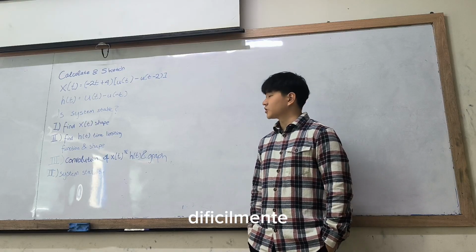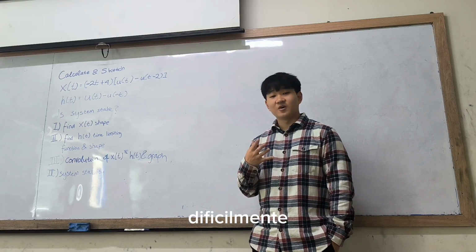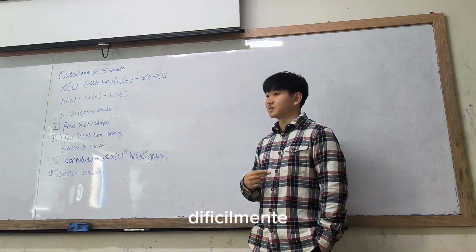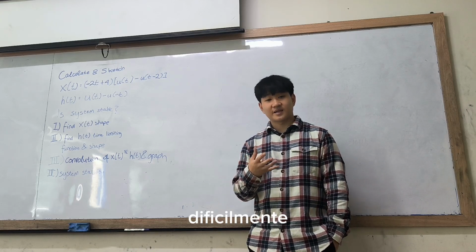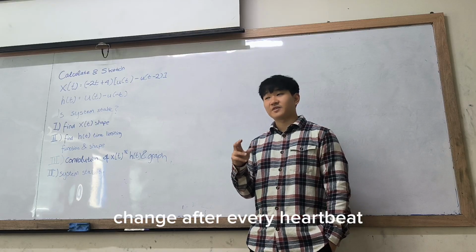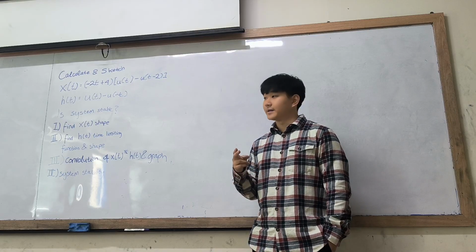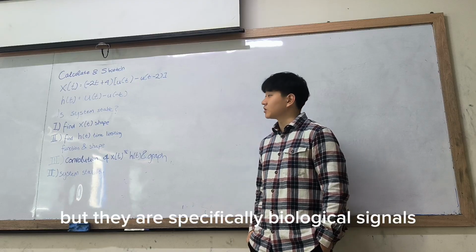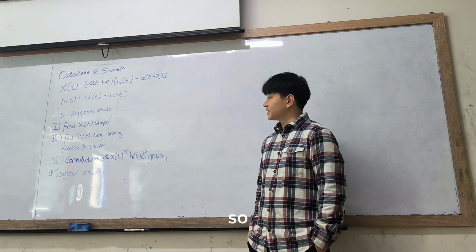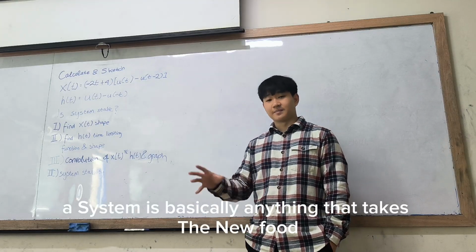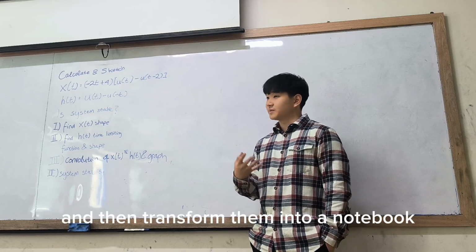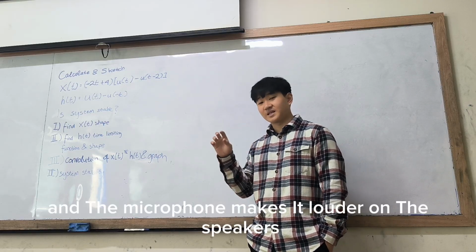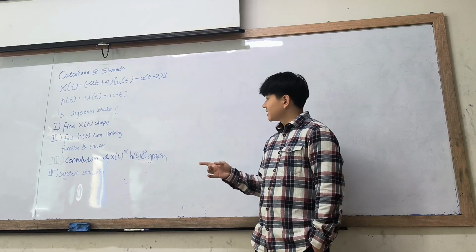Another example would be our heart beating. We actually generate electrical voltages at a very small scale, in microvolts. Those electrical voltages change after every heartbeat, and they are considered signals as well, specifically biological signals. A system is basically anything that takes an input and then transforms it into an output. Say I am speaking into a microphone, and the microphone makes it louder on the speakers.